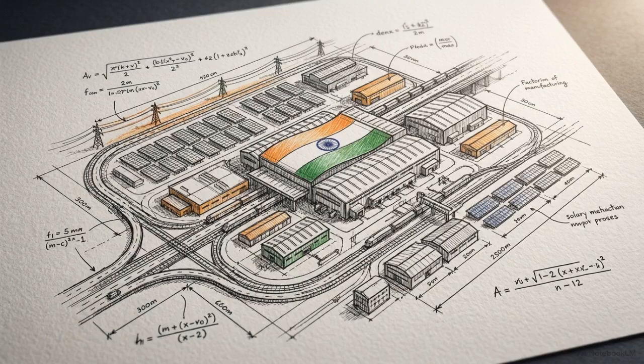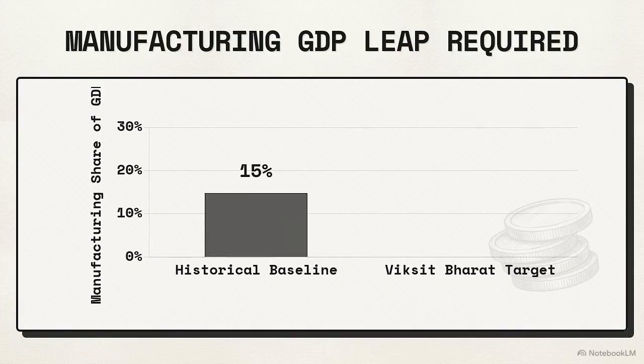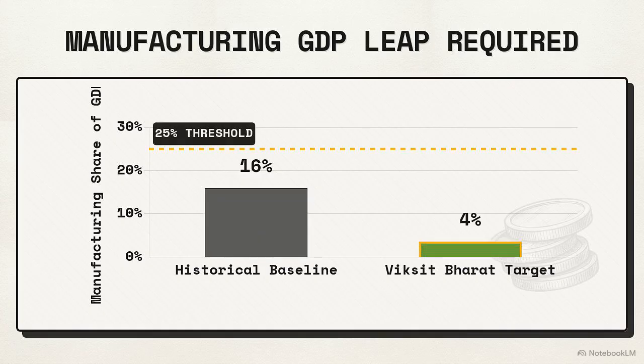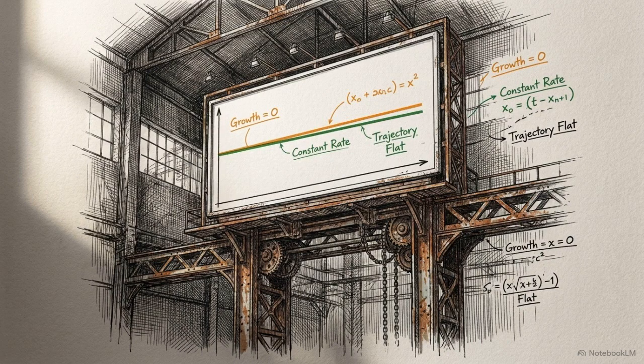To reach its 2047 macroeconomic targets, India requires its manufacturing sector to break out of its historical baseline of contributing 15 to 17% of national GDP and reach a sustained 25%. The current industrial momentum, the business-as-usual trajectory, puts that contribution at $2.3 trillion by the target year.